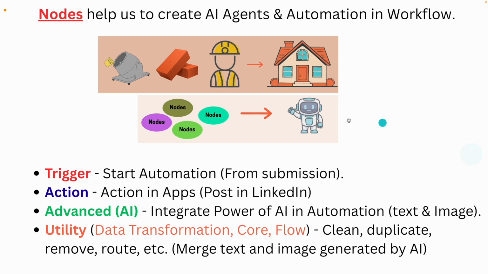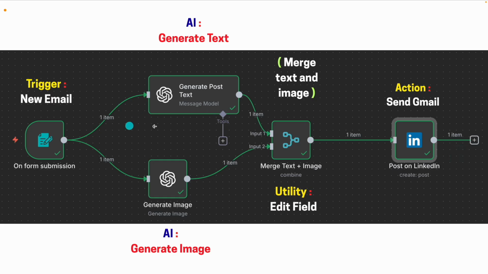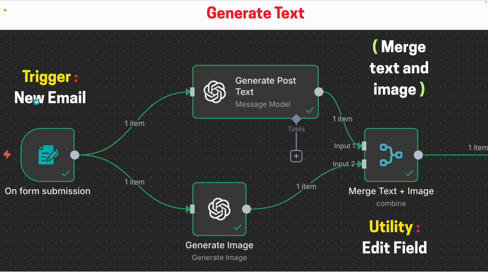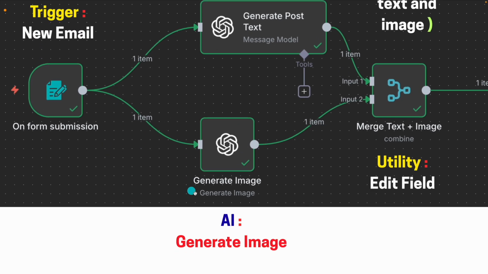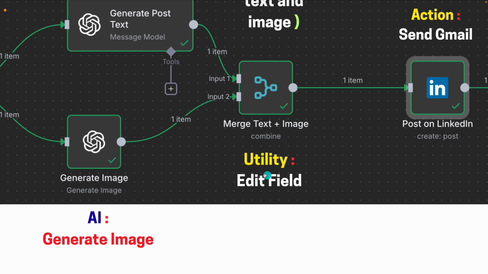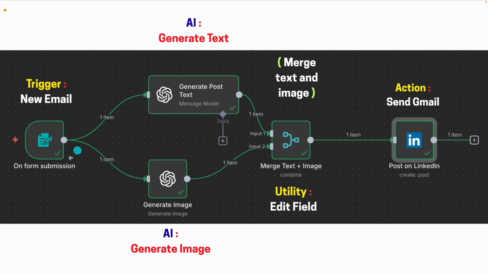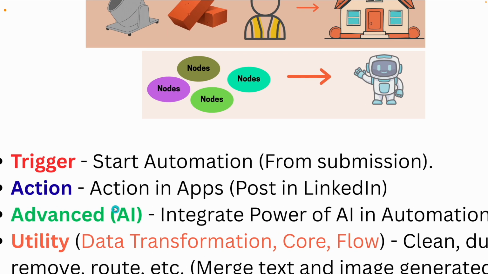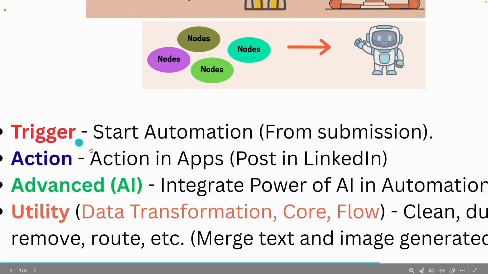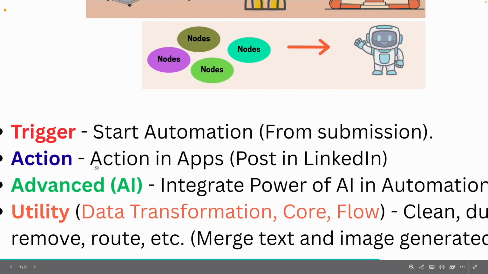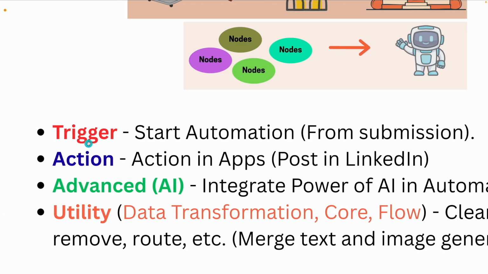When we are creating the automation for LinkedIn, automate LinkedIn post with AI, all these elements are used here. You can see we are going to use a trigger node, an AI node, a utility node, and then an action node. All this together will help you combine and build your AI agent and automation. So just understand things in a very simple way.